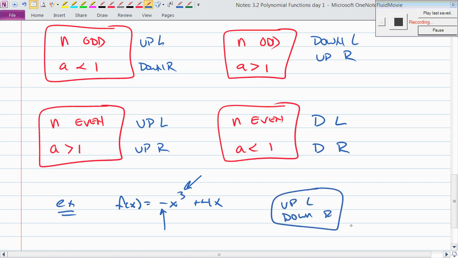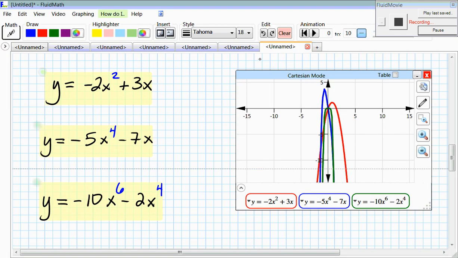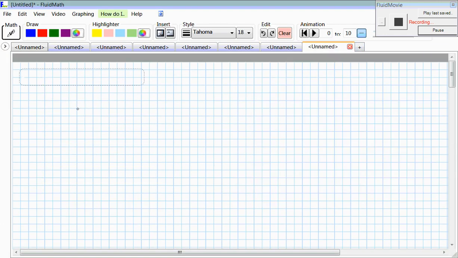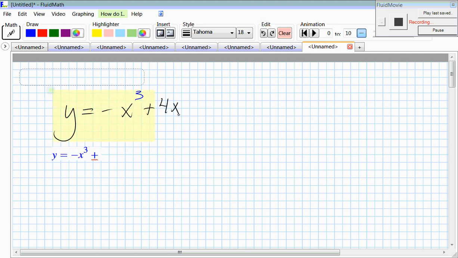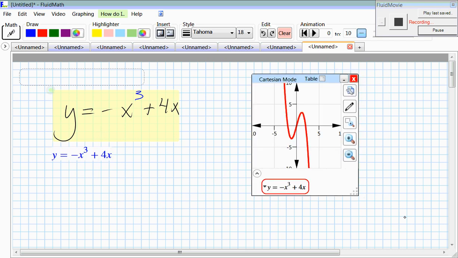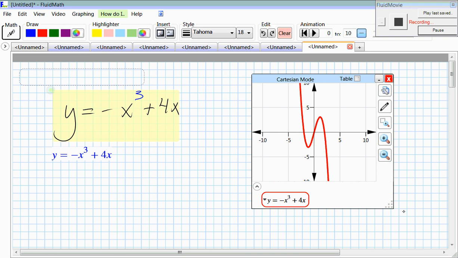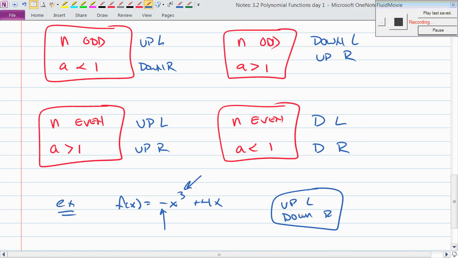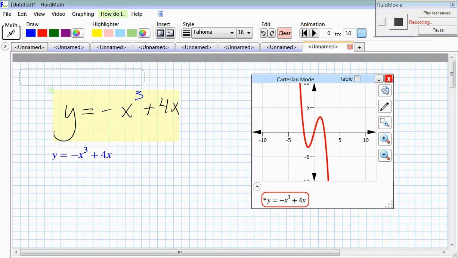Does that make sense? So if I were to actually graph this thing, y equals negative x cubed plus 4x, here we go. Look at that, up on the left, down on the right. Is that what we predicted? Yep, pretty cool, huh? Up on the left, down on the right. That's exactly what it says right there. Up on the left, down on the right. Pretty cool, right?